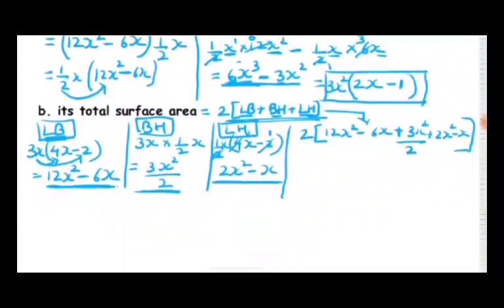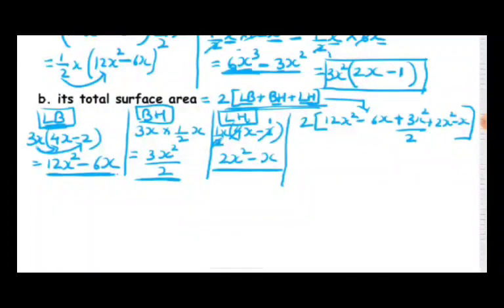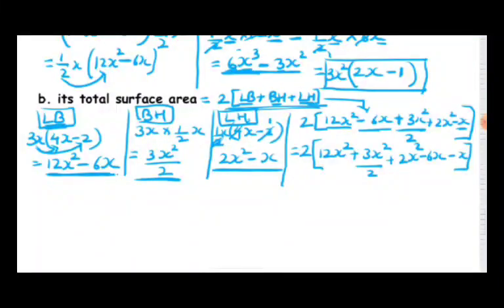So let's solve it further. Let the 2 be outside. Let's bring all the x squares together. So I have 12x square, I have plus 3x square plus 2, then I have plus 2x square. And here I'm left with minus 6x, and this one left behind as minus x. Good to go till now?